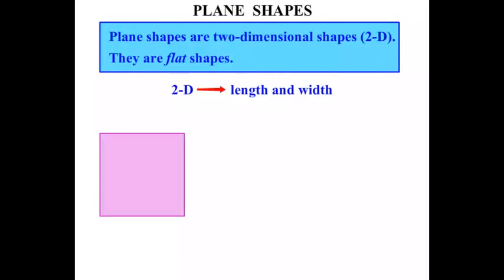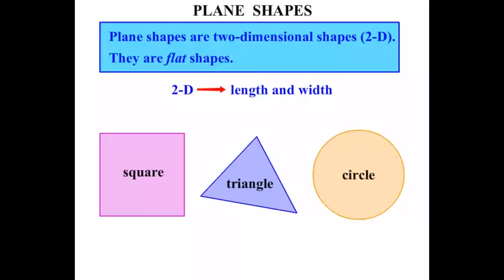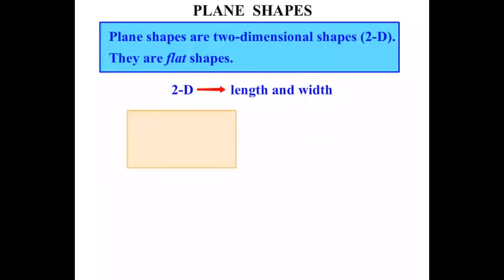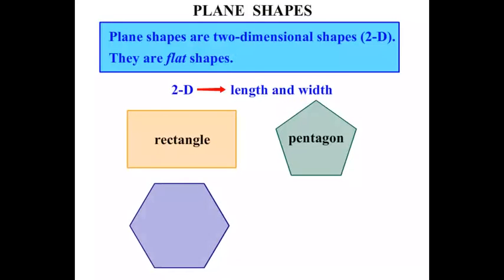Now some typical shapes, we have a square, a triangle, a circle, a rectangle, a pentagon, okay, 5 sides. A hexagon has 6 sides. An octagon has 8 sides.